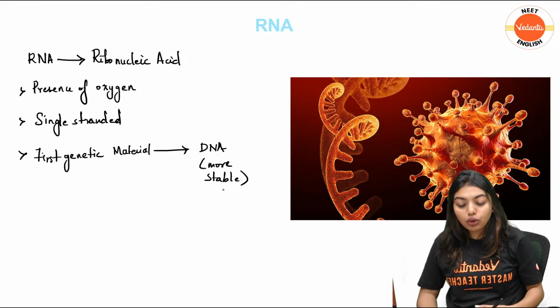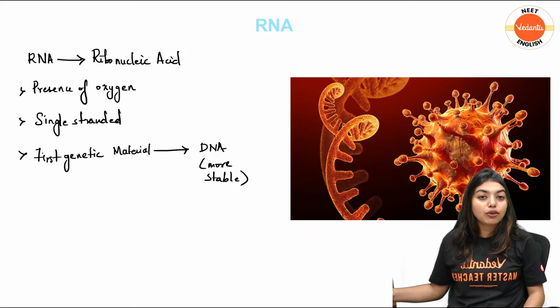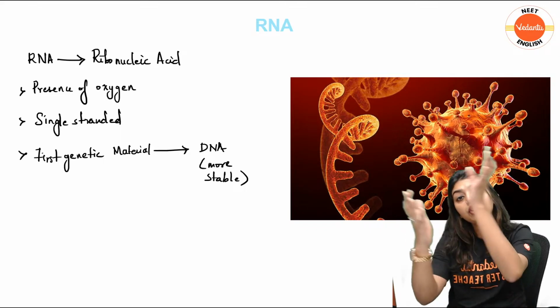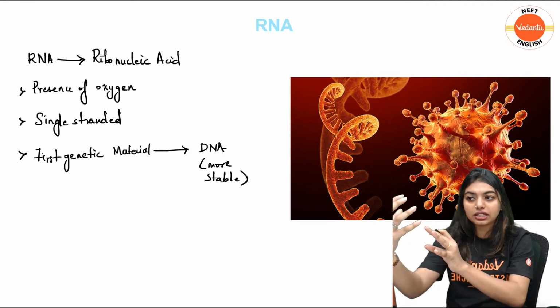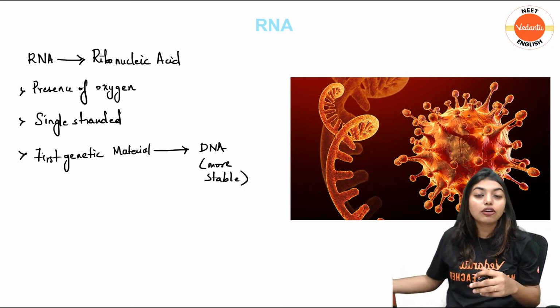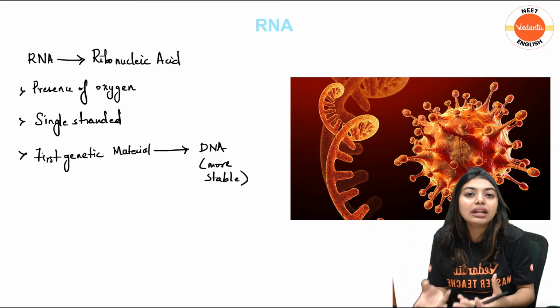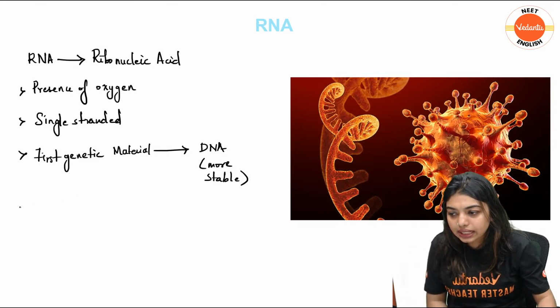So even though RNA is not a genetic material for most organisms, it is the first, initial genetic material, which actually helped in the formation of a more stable DNA. Okay, more stable DNA. Is this clear?